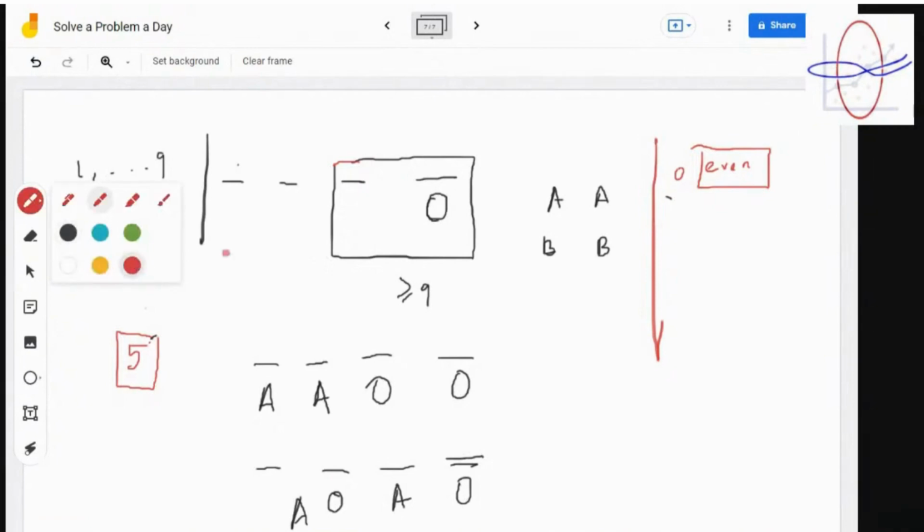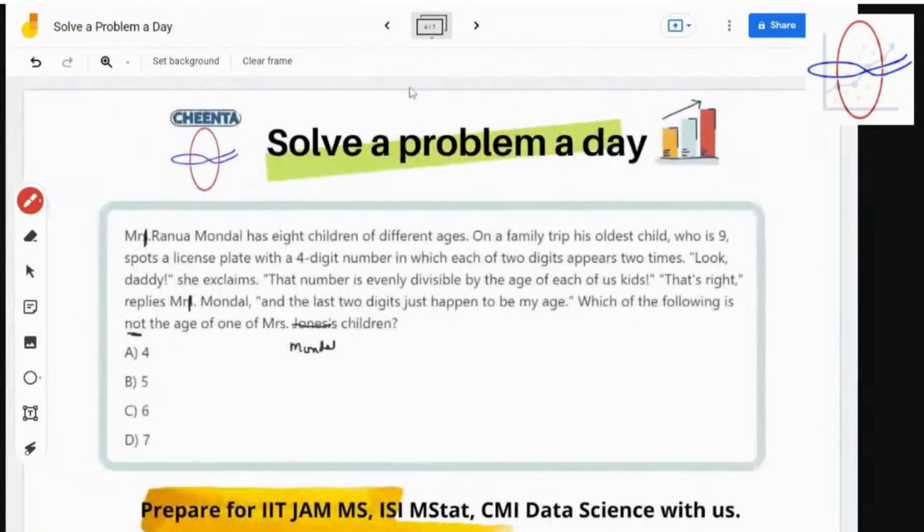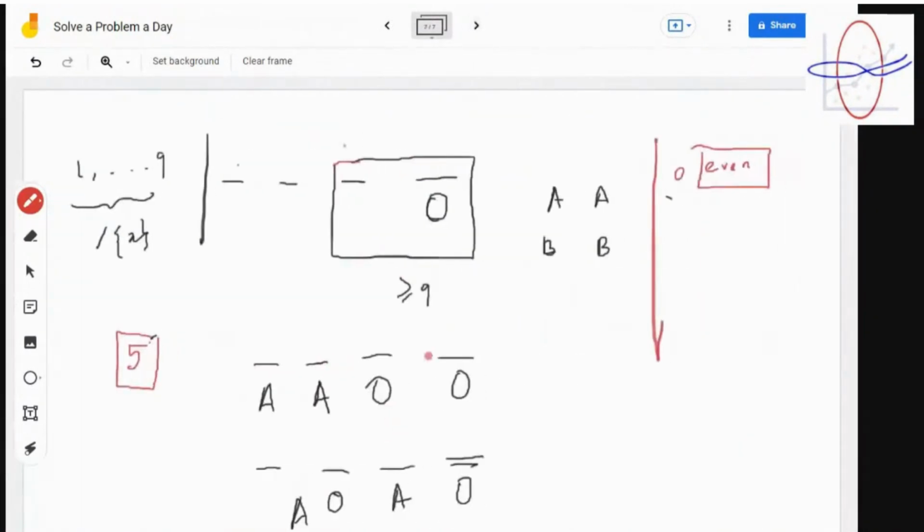We can also consider the case of all zeros. Maybe that's a possibility, but 0 0 is not possible, of course. Fine. If this is a possibility, then these are the two possibilities. We can also check the other cases. Let me go through it once.